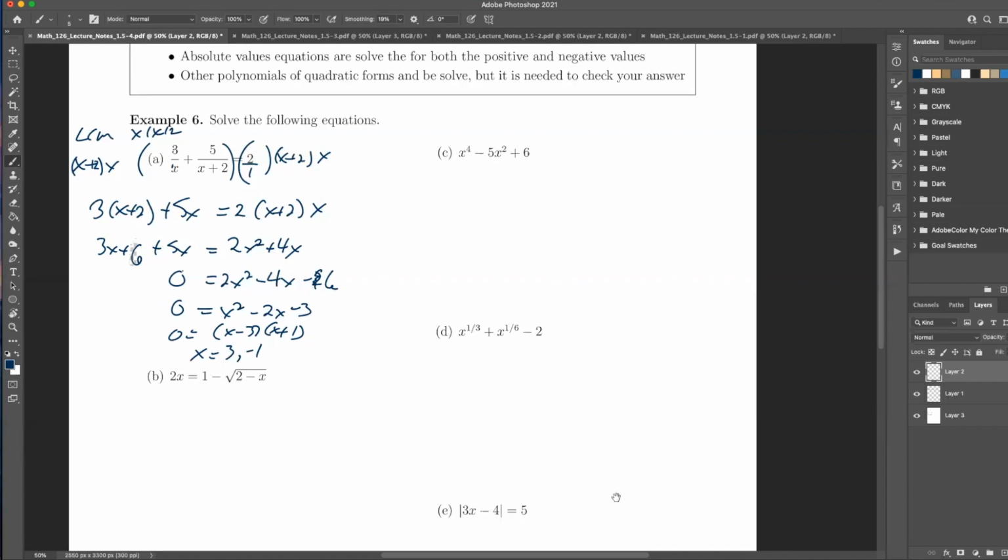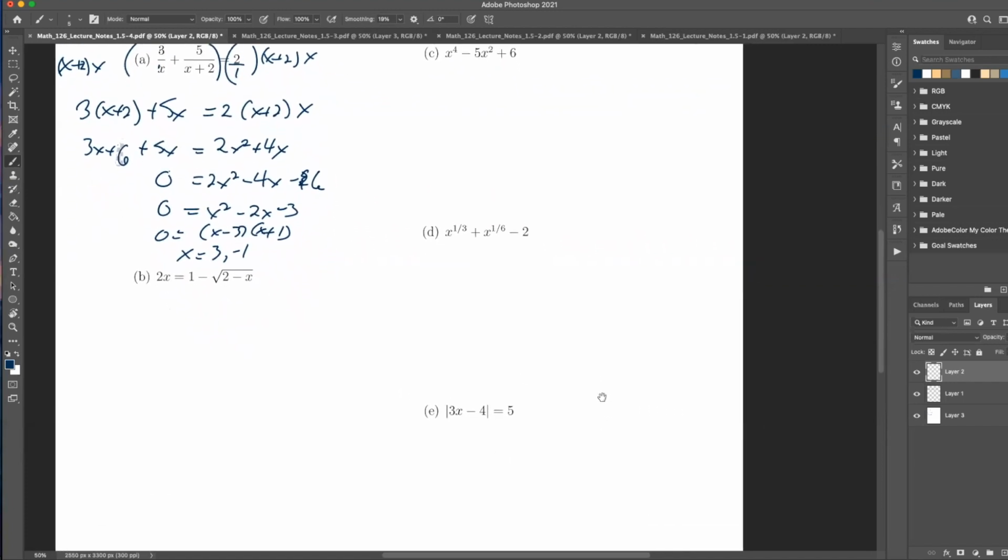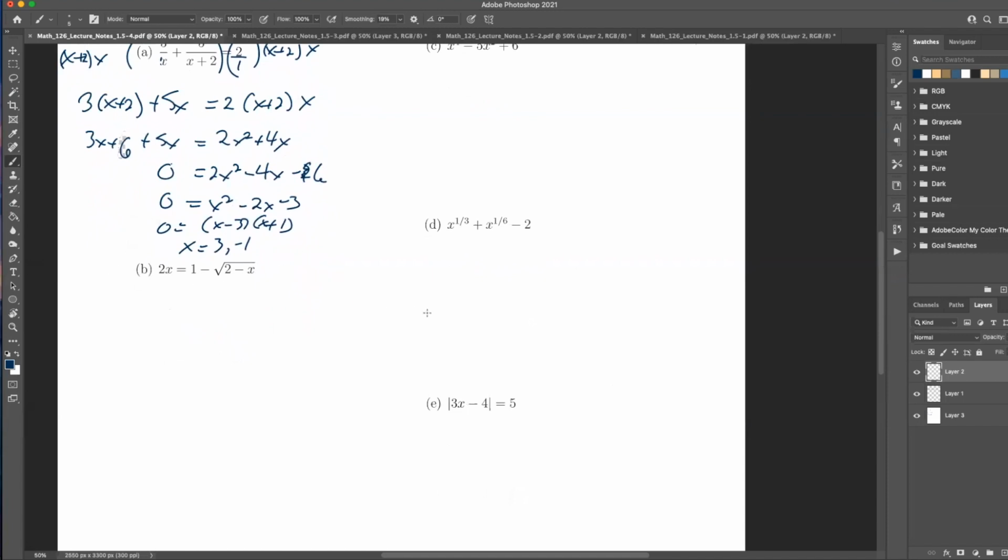All right, let's do this one. So here, if I have a radical expression, how do I do this? What you usually do is you get the radical all to one side. So you move everything to one side, and then you square both sides to get rid of the radical. So I have 2x minus 1 squared equals 2 minus x. So here I'm squaring both sides.